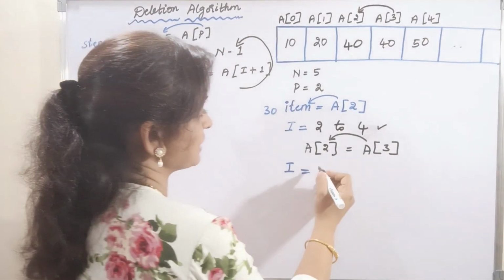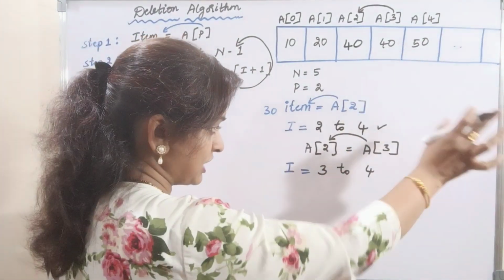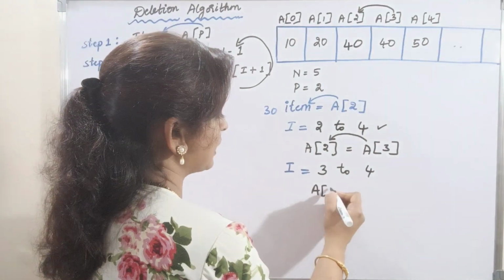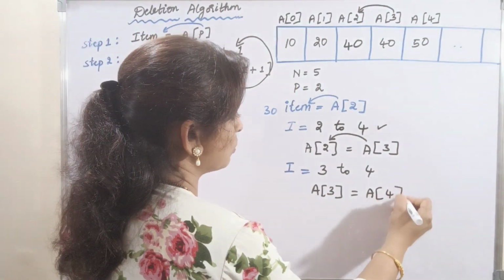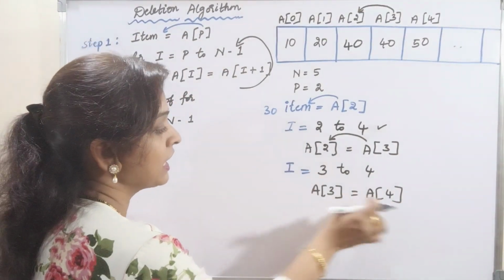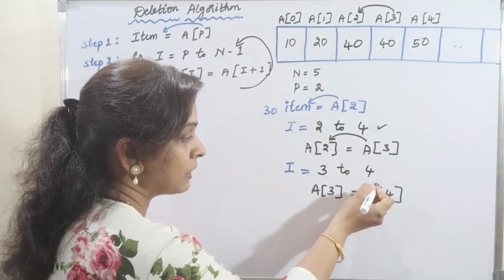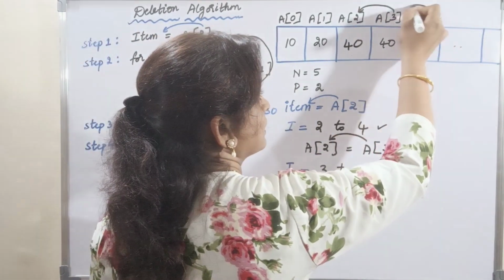I gets increased. It becomes 3. Am I within the bound of 3 to 4? Yes. Then shift the element from a of 3 equal to a of 4, that is a of i equal to a of i plus 1. I is 3, i plus 1 is 4. Whatever element I have in a of 4 has to come to a of 3.